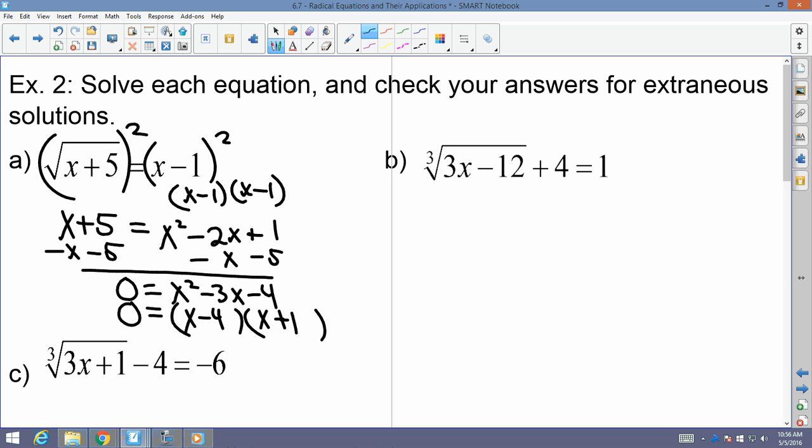And then zero product property, x will equal positive 4, negative 1. Let's see if it works. 4 plus 5 is 9. Square root of 9 is 3. 4 minus 1 is 3. The 4 works. Negative 1. Negative 1 plus 5 is 4. Square root of 4 is 2. But negative 1 minus 1 is negative 2. This guy does not work. And I'm going to put EXT because that's extraneous. Super huge important, my brothers.